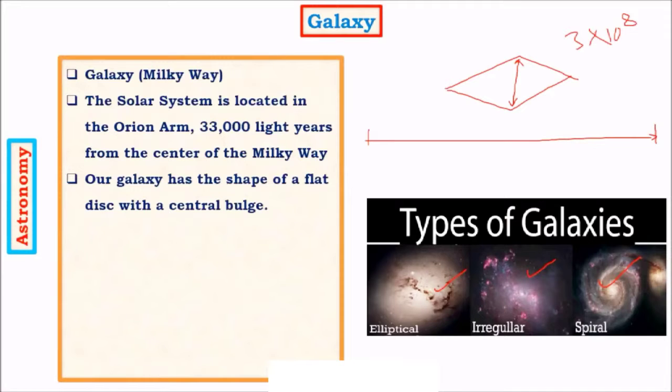So the sun is at a distance of 1/3 from the center. Usually the diameter is about 1 lakh light years, whereas the sun is at a distance of 33,000 light years, that is 1/3 the distance from the center.